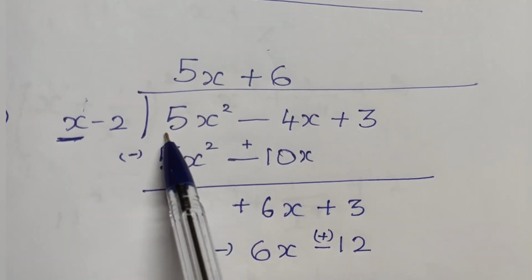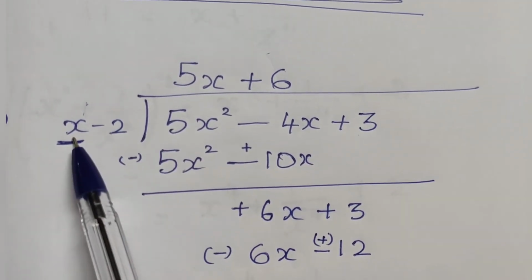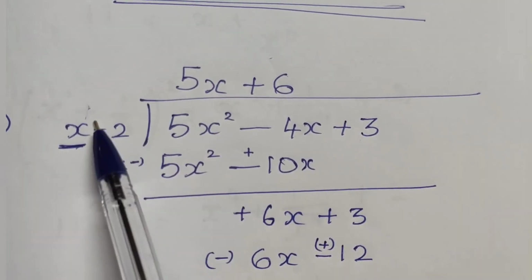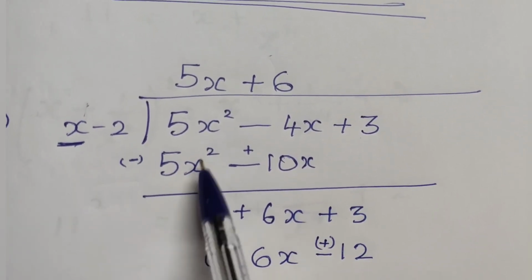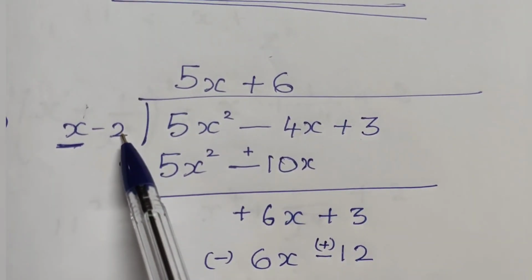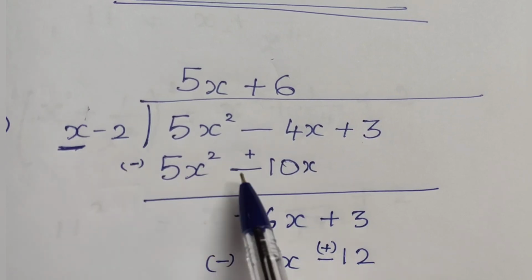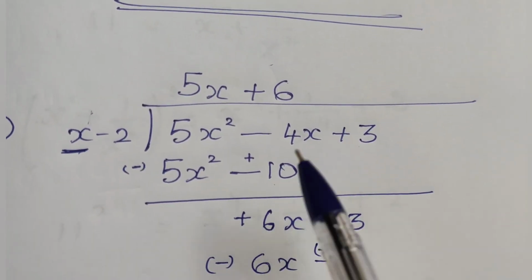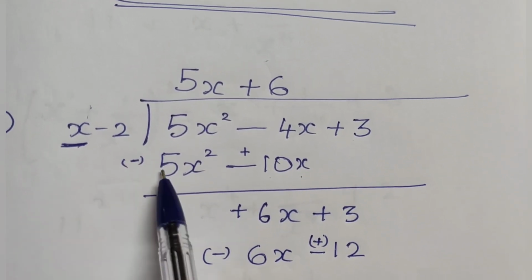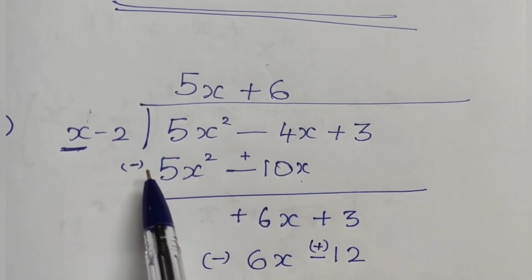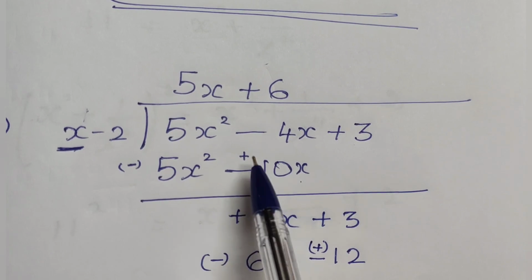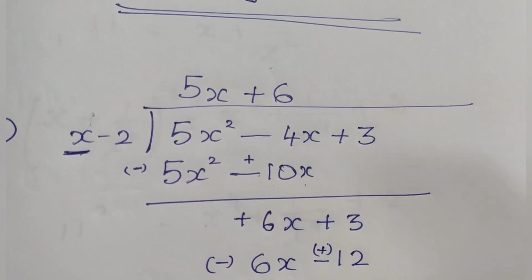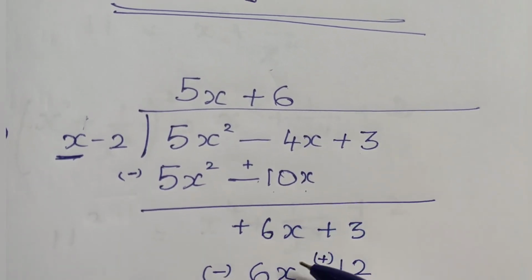Now multiply. You just divide 5x square by x, you get 5x, and now multiply. 5x into x, 5x square. 5x into minus 2. Plus into minus, minus. 5x into 2, 10x. Now see, change the symbol. Plus 5x square becomes minus 5x square. Minus 10x becomes plus 10x. After changing the symbol, add.